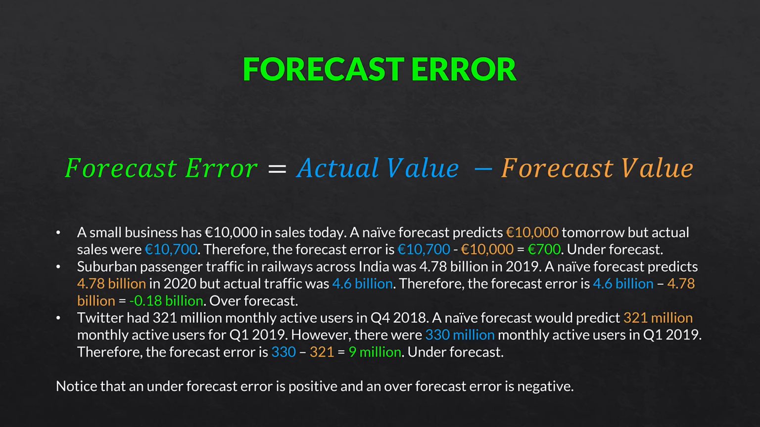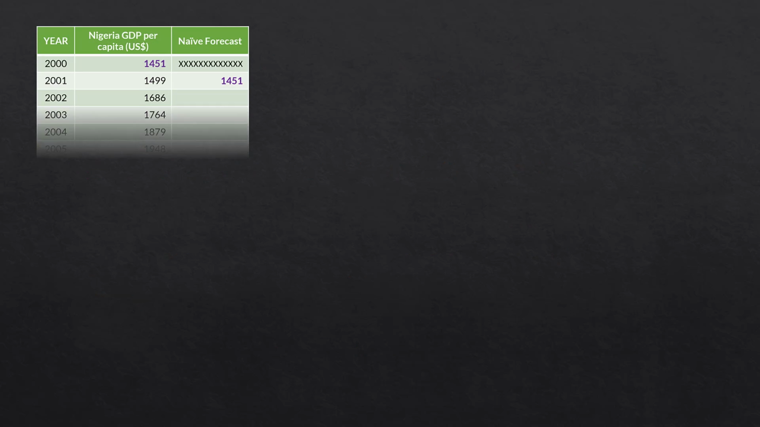Notice that an under forecast error is positive and an over forecast error is negative. Under forecast means our forecast was too low and the actual value overshot it. Therefore, the actual value is larger and therefore the forecast error is positive. And the reverse is true for over forecasting.